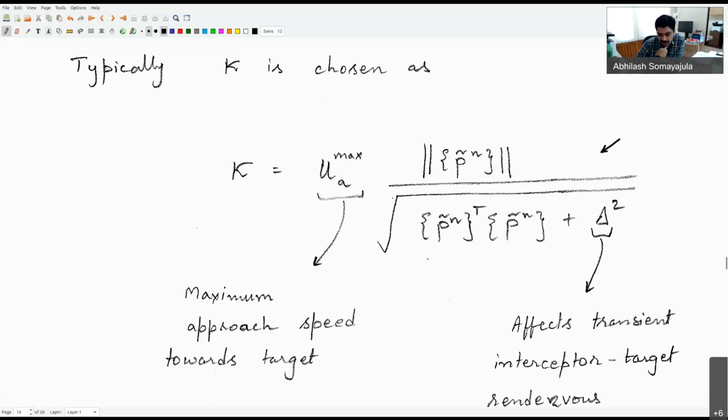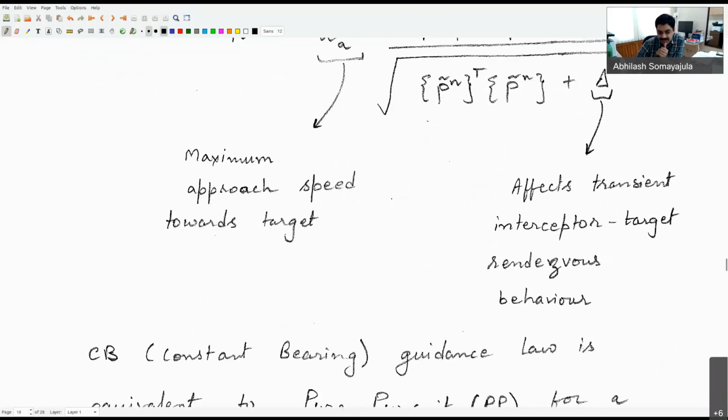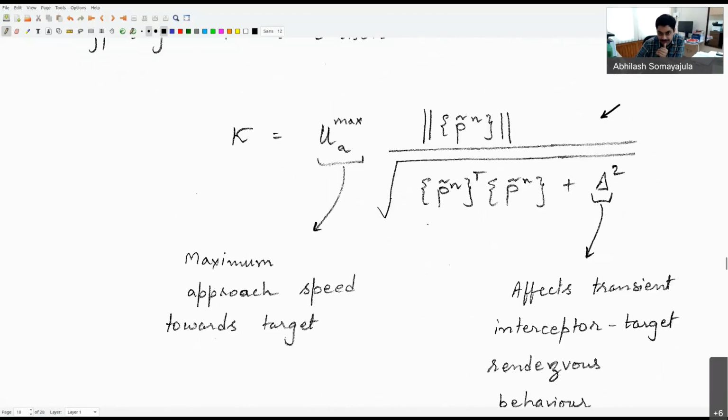Now, why would I want to do that? There is a reason for me to do this. Notice that this fraction will always be less than 1, which means when I take this value of K, it will always be less than the UA max. Correct? Is that making sense?